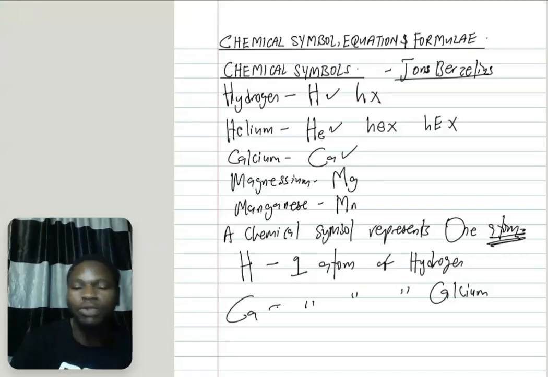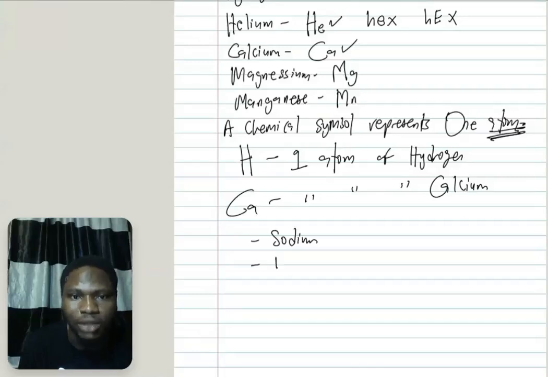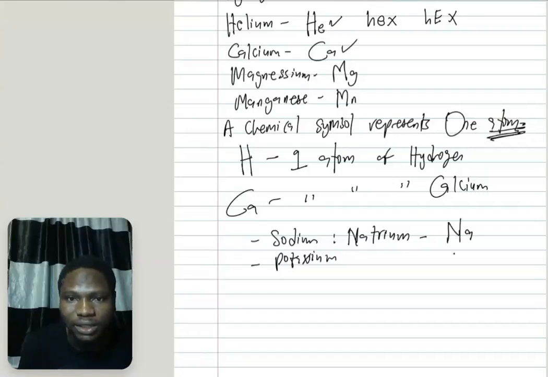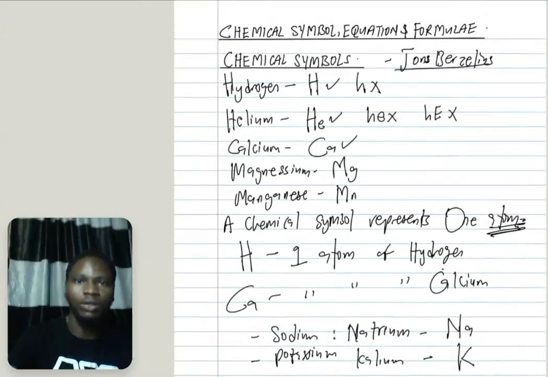Then there are some chemical symbols that are gotten from their Latin names. I think I've listed them before, so let me just list two: sodium and potassium. Remember that for sodium, the Latin name is natrium and the chemical symbol is Na. While for potassium, the Latin name is kalium and the chemical symbol is ordinary K. Are you there? So this is everything under chemical symbol, and thanks for watching.